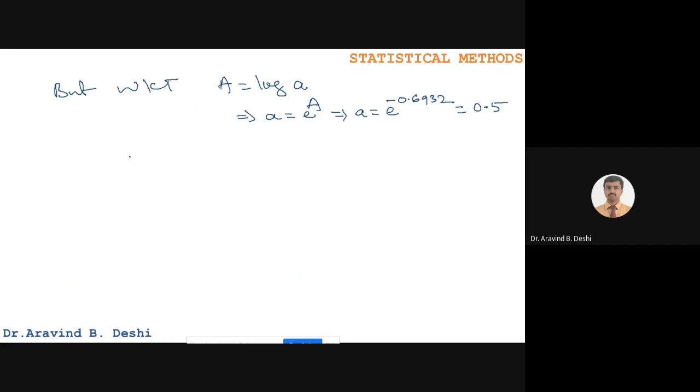Therefore, the given curve becomes y equal to a x to the power b, with a is 0.5 and b is 2. This is the given curve. Now we can see one more example.